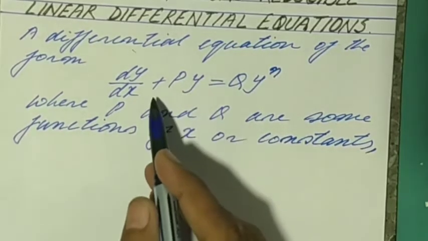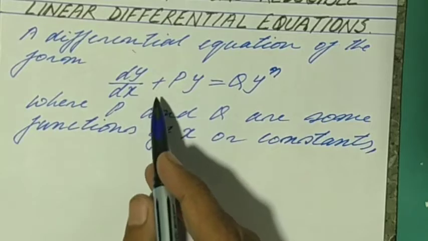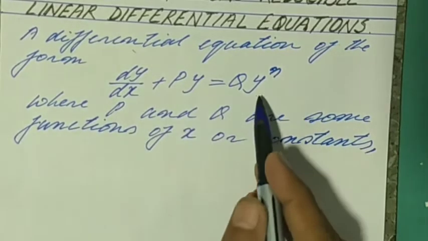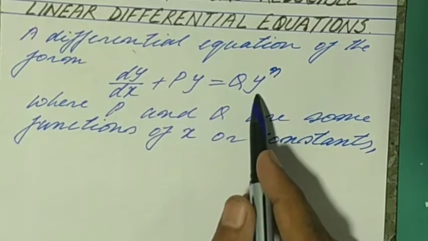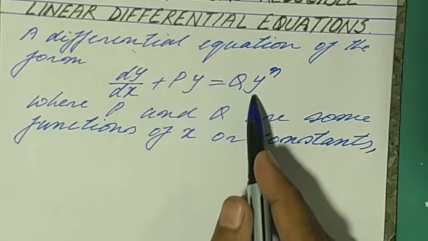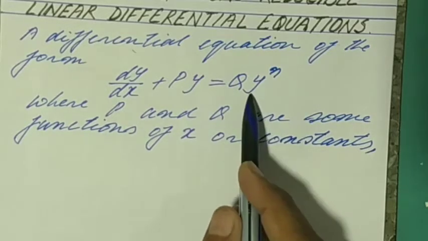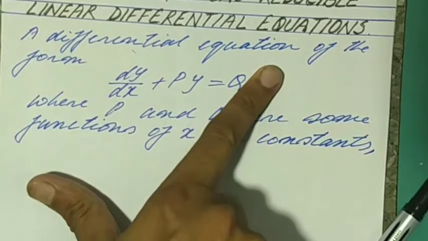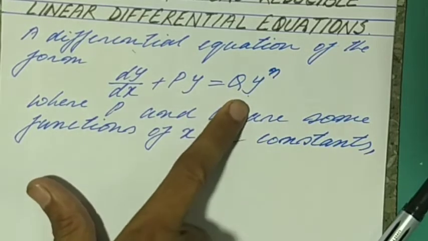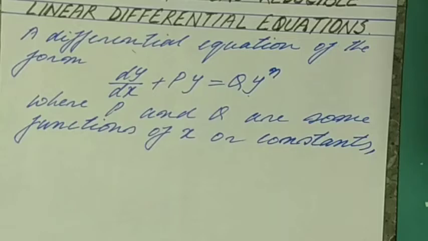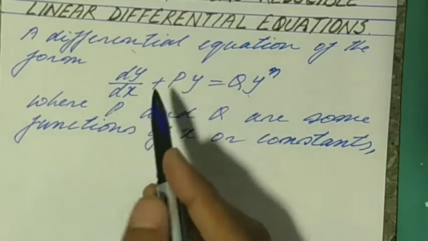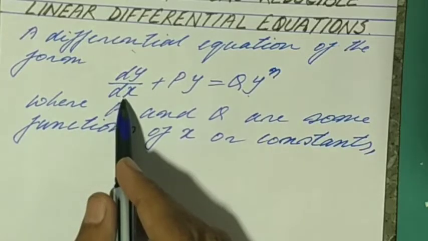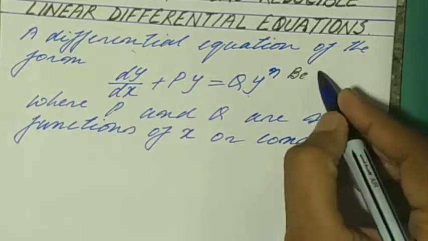Obviously, this is not a standard linear differential equation, because in a linear differential equation there must be only a function of x on the right hand side, which is denoted by q, but here y raised to the power n is extra. So if this is not here, it is perfectly a linear differential equation, but because of y raised to the power n, this is not a linear differential equation but can be reduced to one. This equation is also known as Bernoulli's equation.